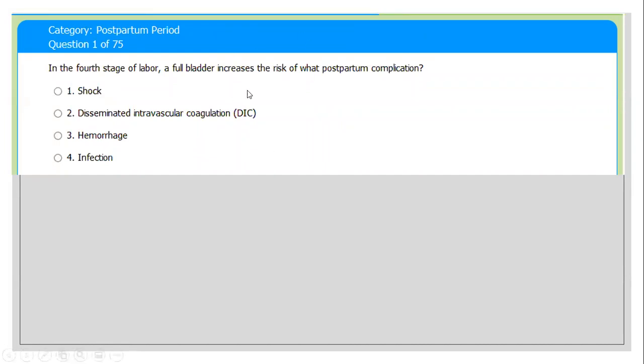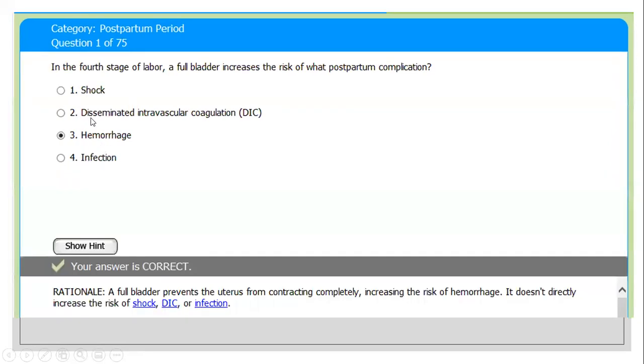If the bladder is full, what complication can start? Number one, shock. Number two, DIC. DIC stands for disseminated intravascular coagulation that leads to shock. Number three, hemorrhage. And number four, infection. The correct answer is hemorrhage.